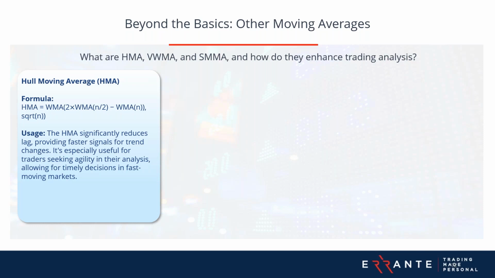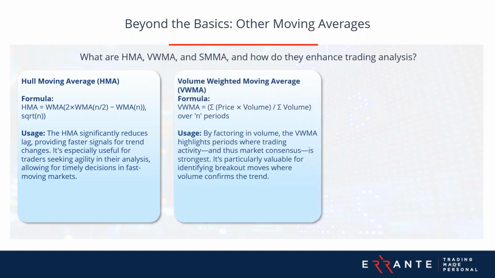So this is the volume weighted moving average, or VWMA. As you see, we pointed out the formula here: the sigma of the price multiplied by volume and divided by the total sum of volume, over n periods of time.